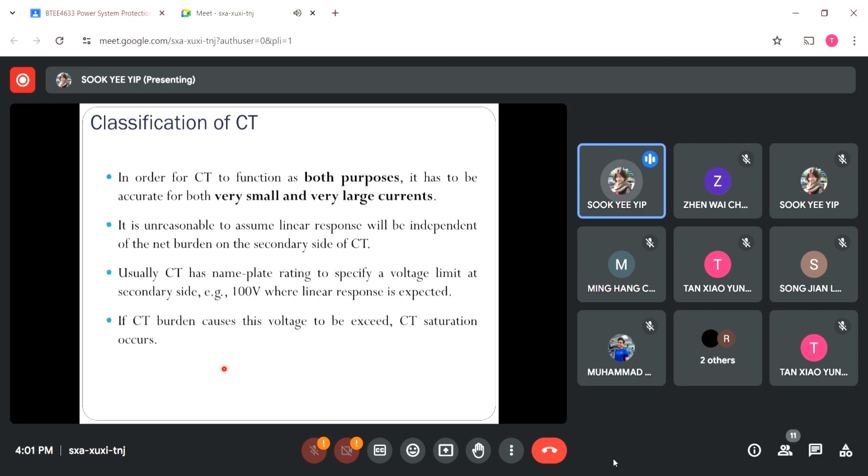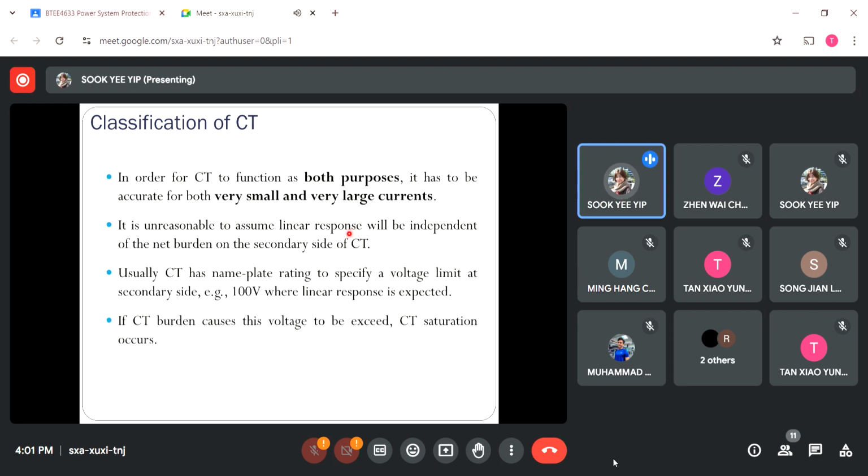Now there might be times when we use the current transformer for both purposes, which means that other than protections, you can also use it for measurements. Whenever we have such requirements, the current transformer should give us accurate readings from a very small value up to very large values under fault conditions. However, it is not reasonable to assume we could have a linear response independent of the total burden connected at the secondary side. Remember, how many components are placed at the secondary side will affect its measurement value.